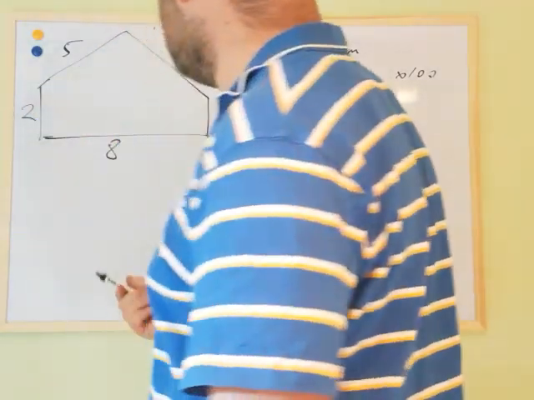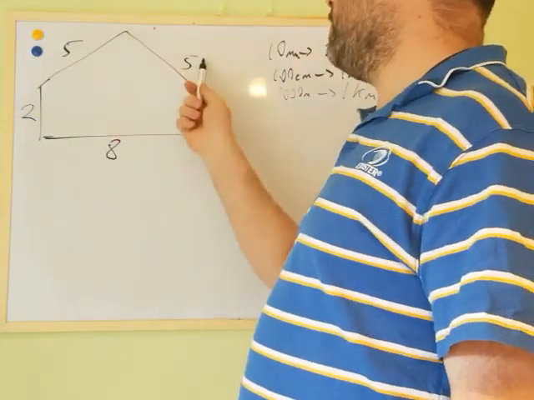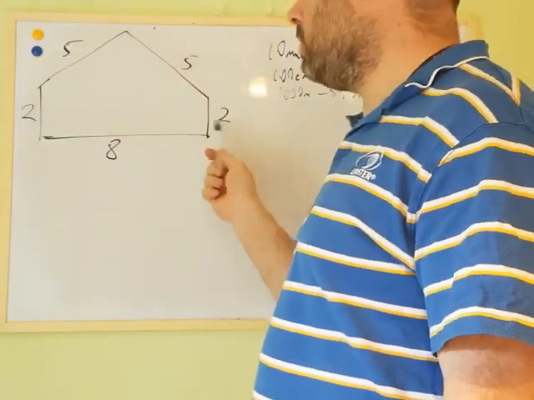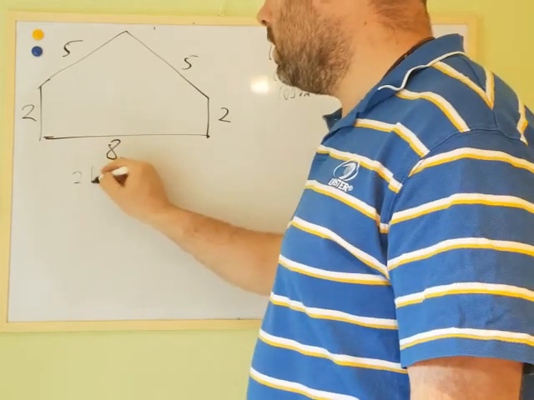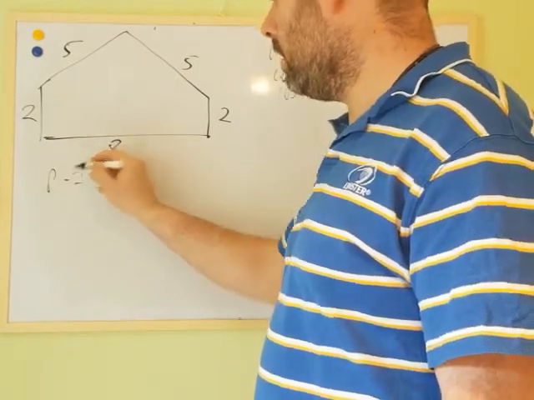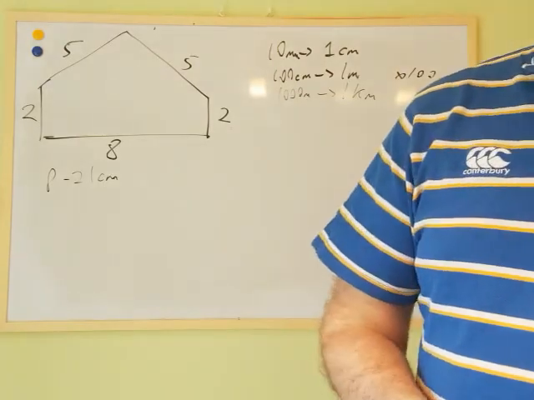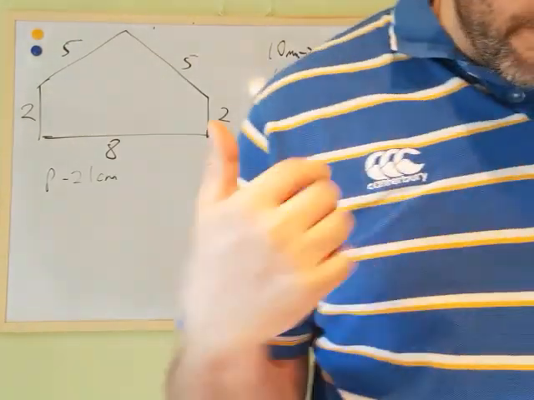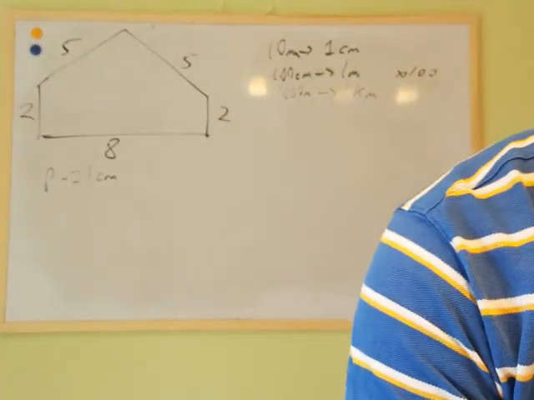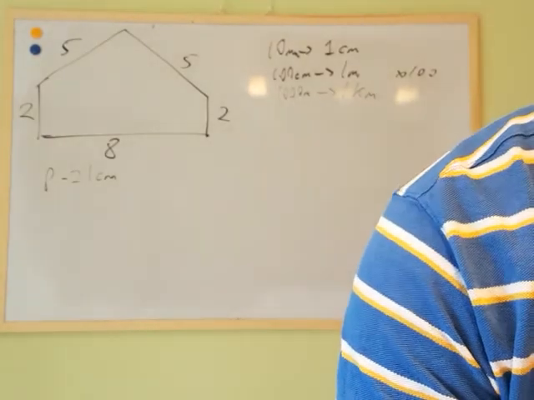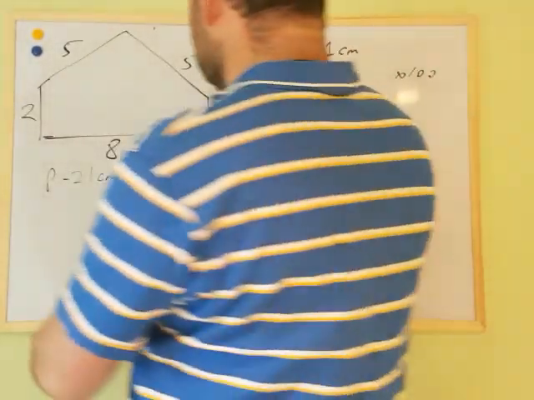Okay, so add them all up. 5 plus 5 is 10, plus 2 is 12, plus 8 is 20, plus 2 is 21 centimeters. Alright, and then it's the same thing for the next one, folks. I'm not going to draw all the pictures on the board. I'm going to draw some of the pictures on the board.